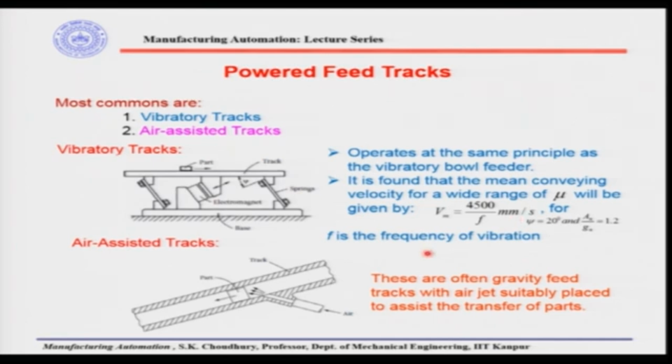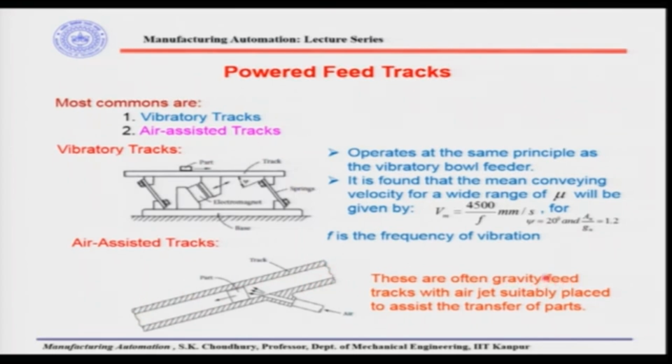Now, this is the vibratory feed track which is driven by an electromagnet, that is the vibration. There are also air assisted tracks, and the air assisted track's line diagram is here. These are often gravity feed tracks.